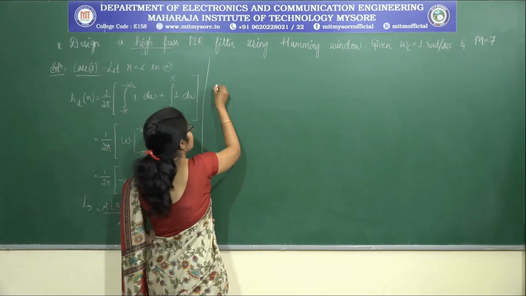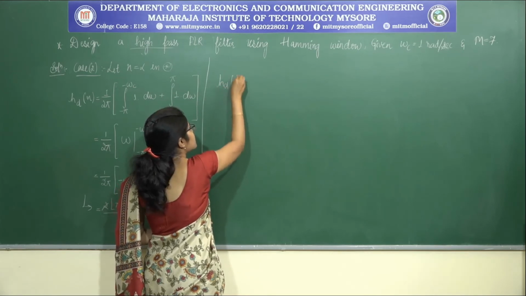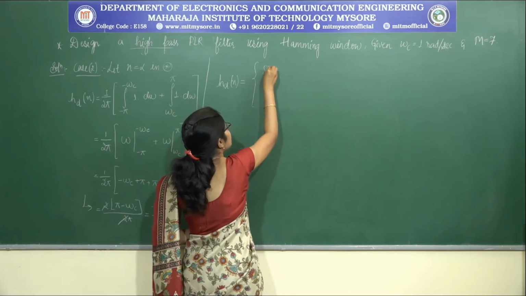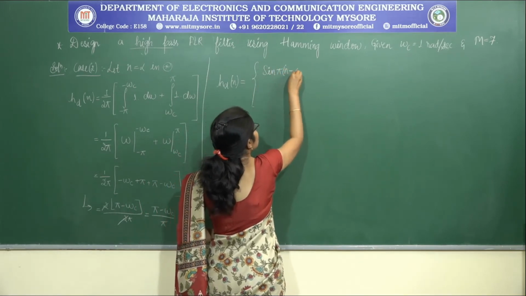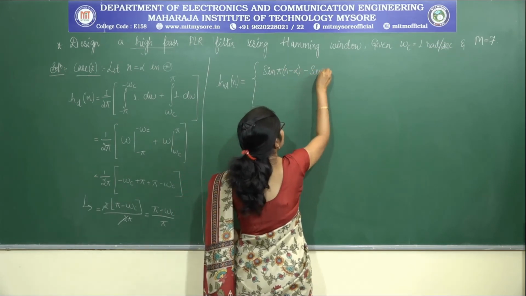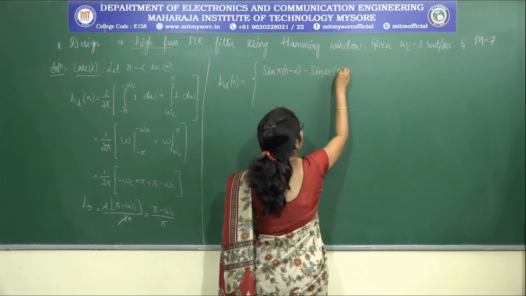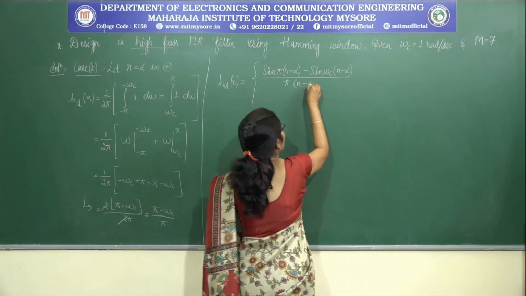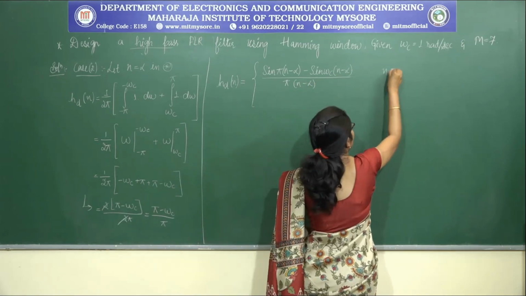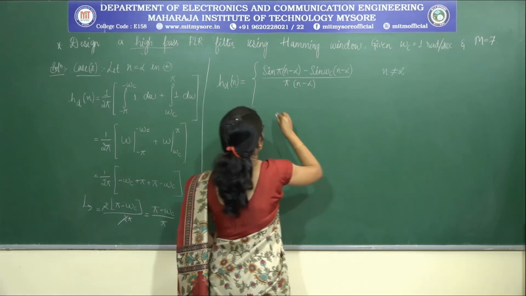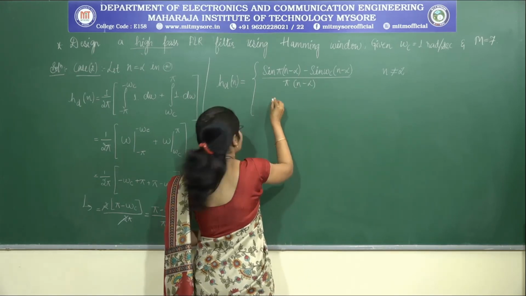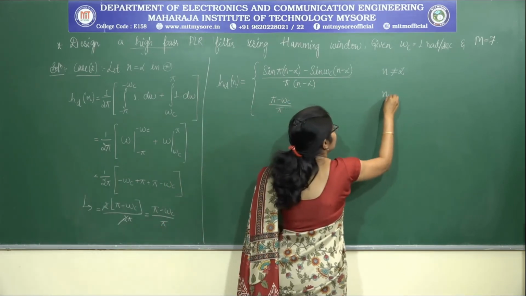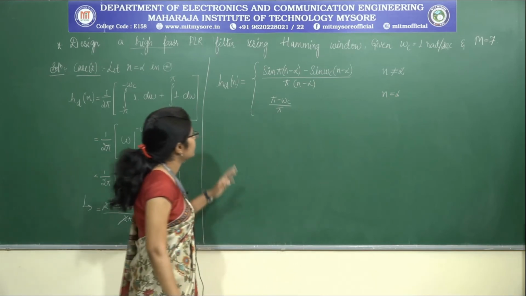So if I summarize hd of n from both the cases, the equation is sin(pi(n minus alpha)) minus sin(omega c (n minus alpha)) whole divided by pi into (n minus alpha) when n is not equal to alpha. Then when n is equal to alpha, the equation is pi minus omega c divided by pi. Okay, now we are ready with this equation.